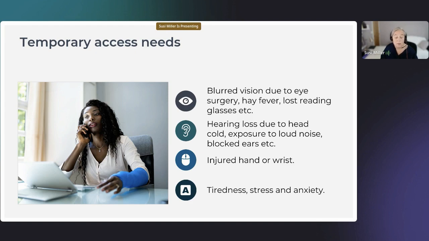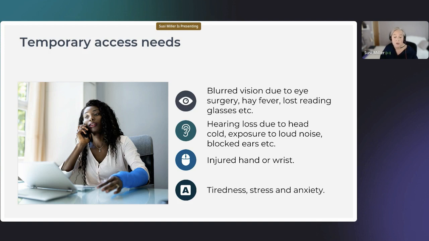So we can have something which stops you being able to use your mouse, such as an injured hand or wrist. We could have a vision impairment, such as blurred vision due to eye surgery, hay fever, or lost reading glasses, a hearing loss due to a head cold, exposure to loud noise, blocked ears, etc., and having impaired cognitive ability due to tiredness, stress, and anxiety, something that I think nearly all of us have probably experienced. So remember, these are things that could affect any of us or any of our learners at any time.